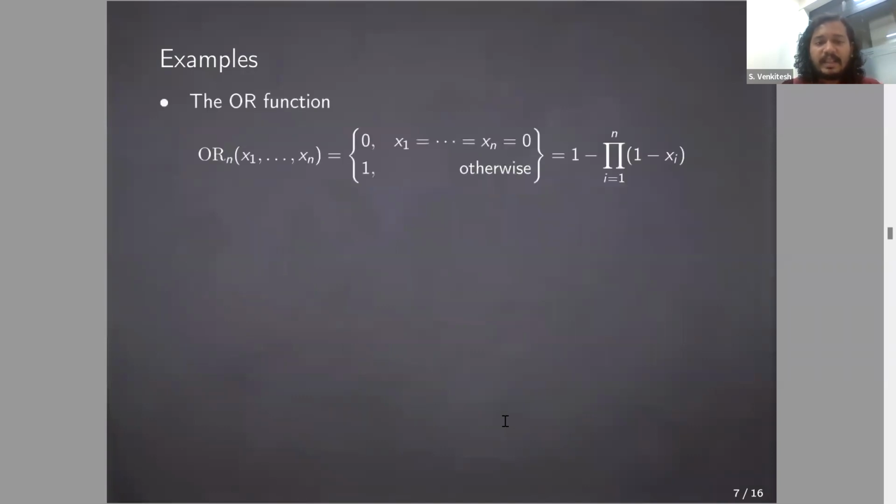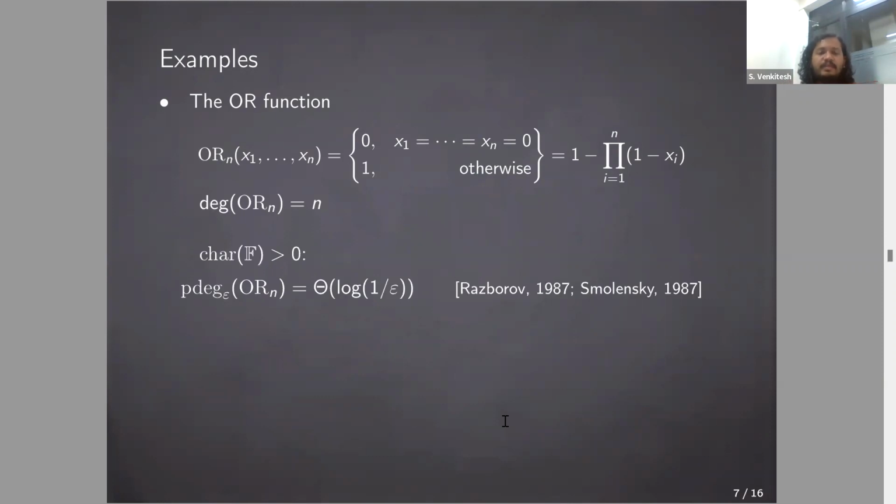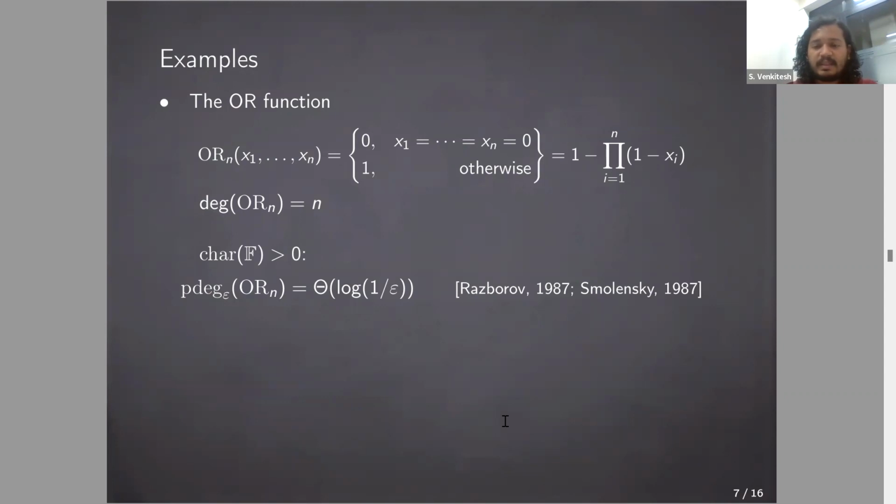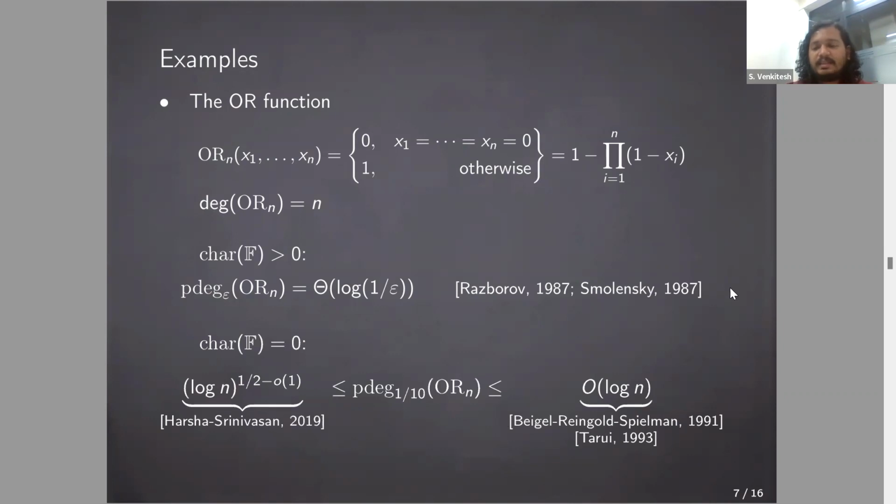All right. So another example that we saw a little while ago, the OR function. For the OR function, the exact degree is n, but the p degree is a mystery even now. So what do we know? Over fields of positive characteristic, we know that the answer is exactly log 1 over epsilon for OR. In particular, for constant error, the probabilistic degree is a constant. But over the reals, this result was by Razborov and Smolensky.